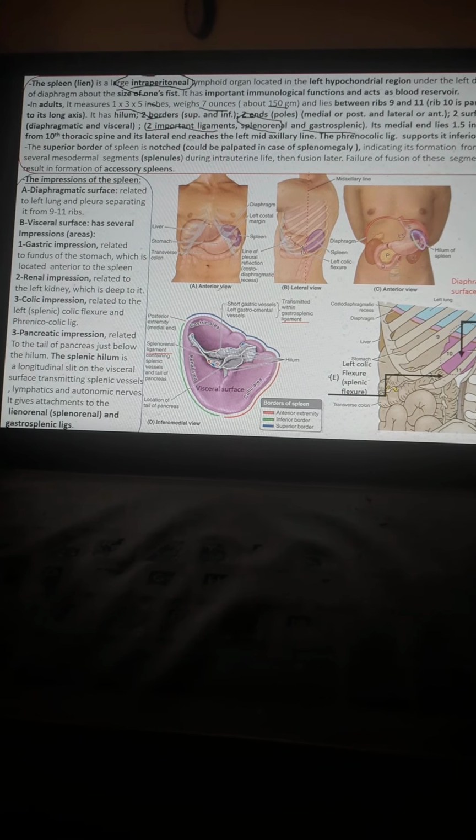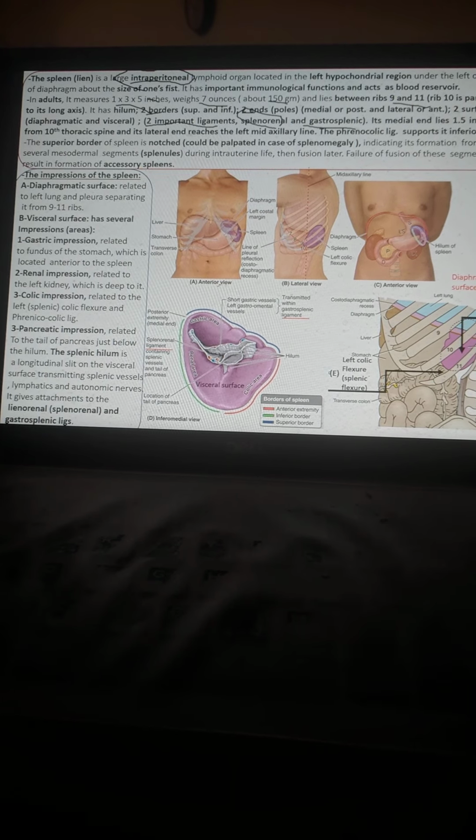The spleen in adults has dimensions of 1 by 3 by 5 inches, and it weighs about 150 grams or 7 ounces. As I mentioned, it lies between the 9th and 11th ribs.